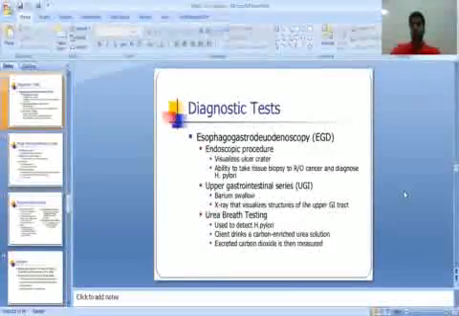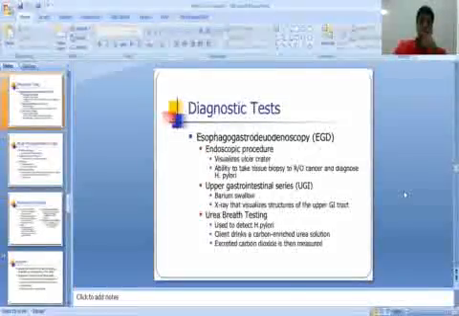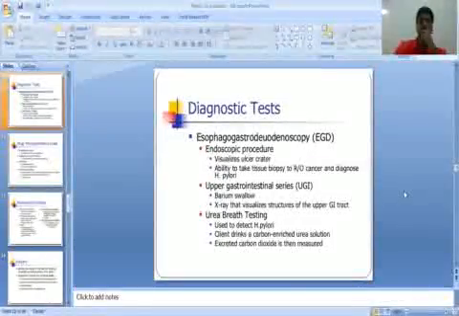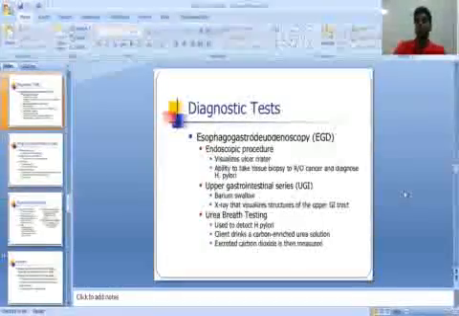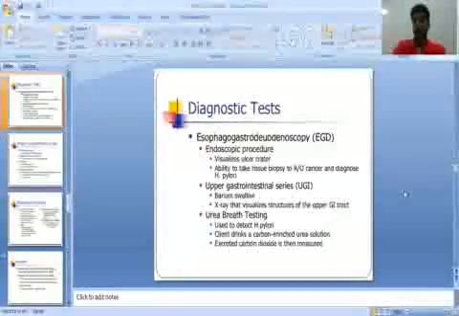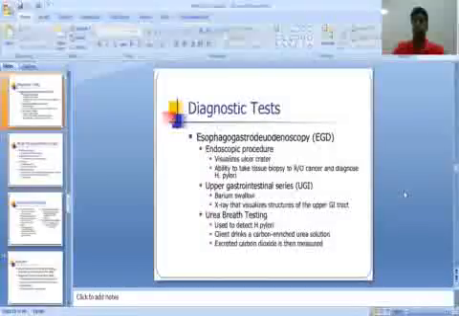The first diagnostic test for peptic ulcer is EGD. EGD means esophagogastroduodenoscopy. This is an endoscopic procedure.